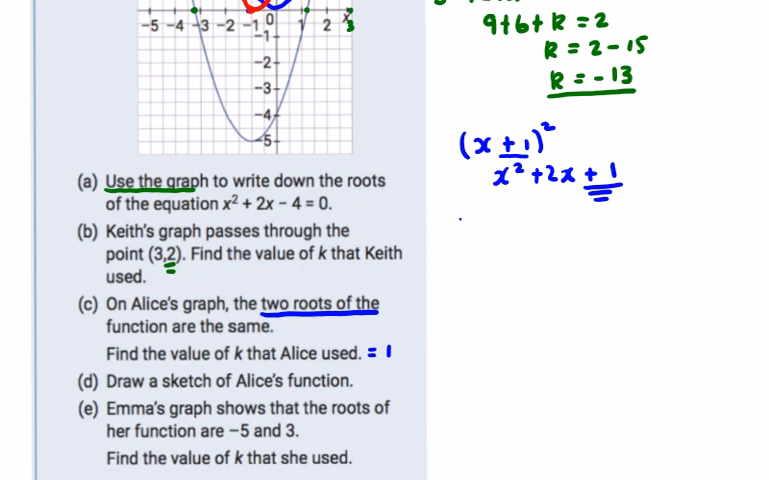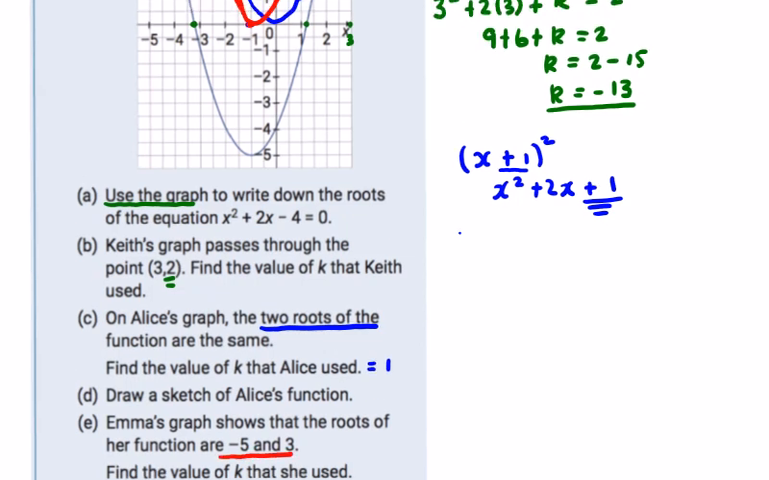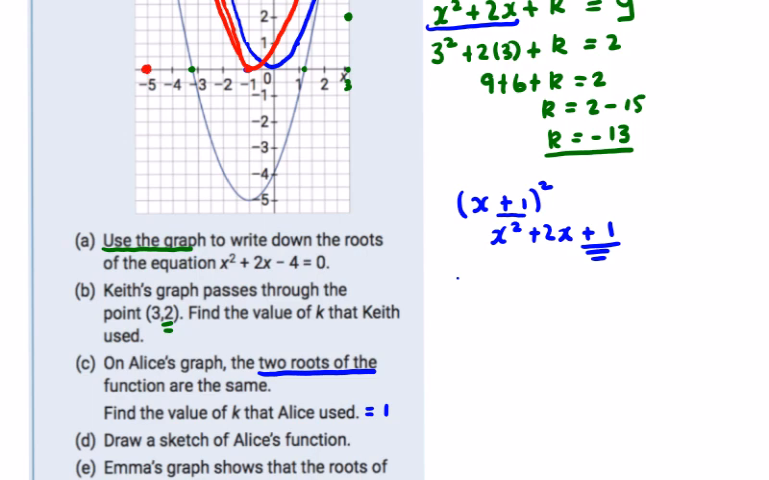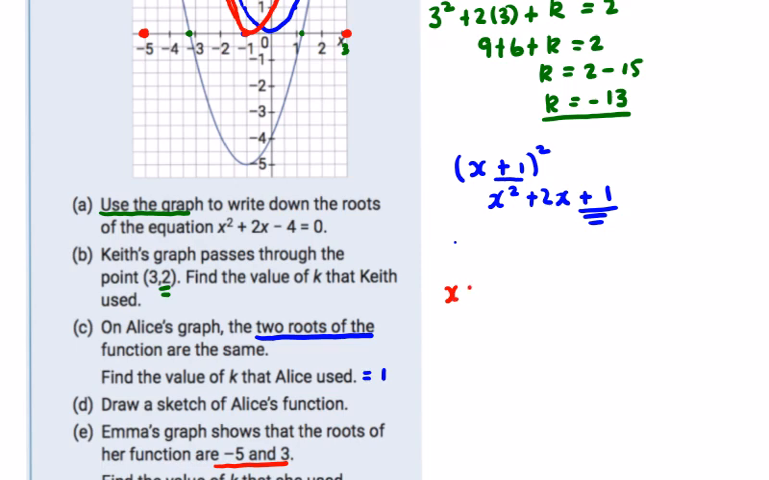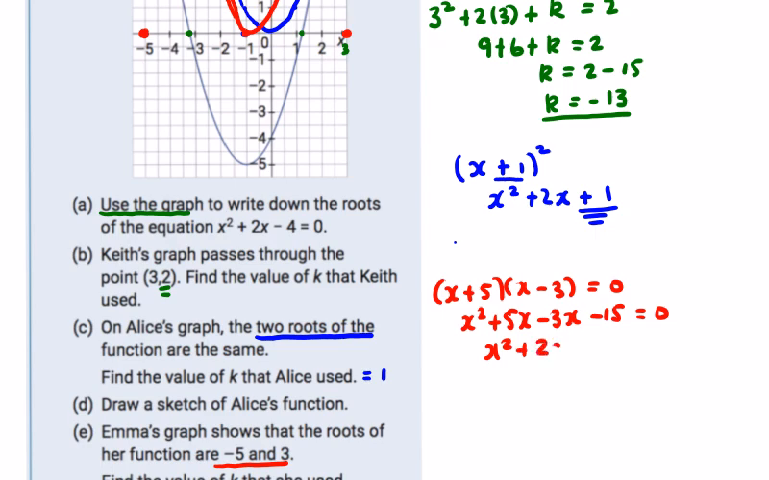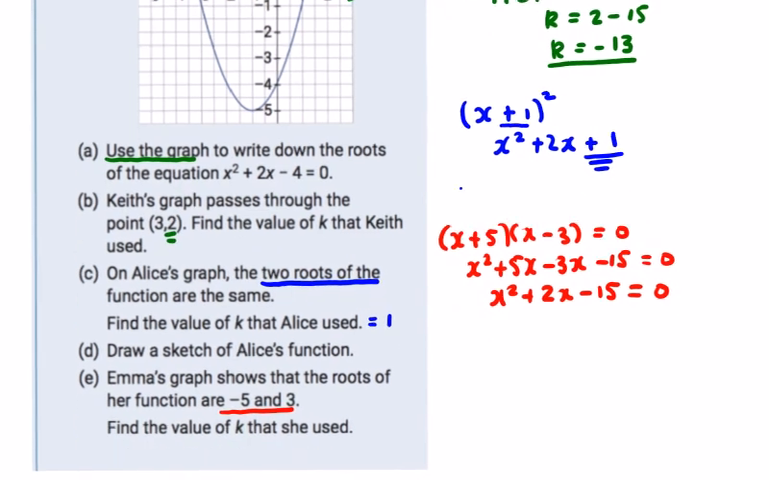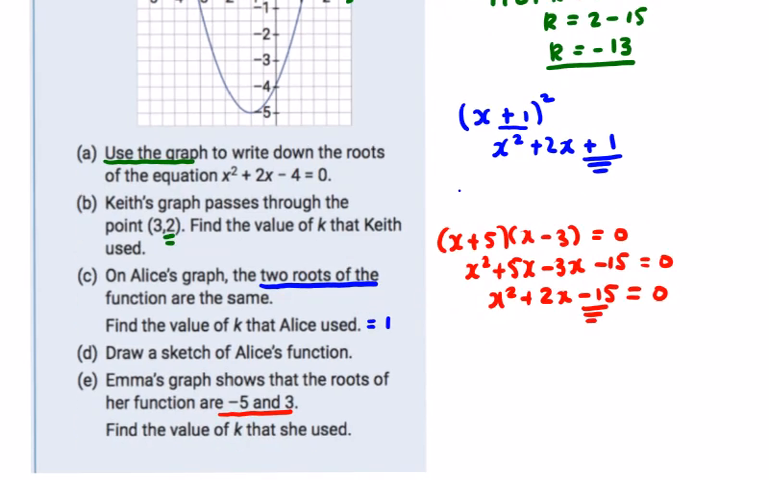Then we have Emma. Her roots are minus 5 and 3. So we have x plus 5 by x minus 3, and we'll see the product of the roots here is minus 15. x squared plus 5x minus 3x minus 15. So x squared plus 2x minus 15 would be her graph. And we're asked to find the value of k, so minus 15 would be the value of k.